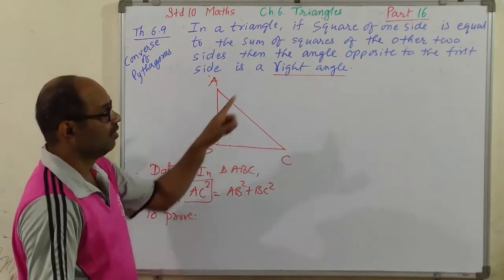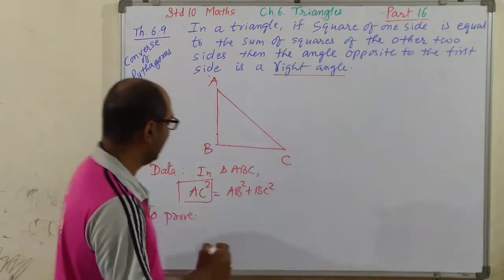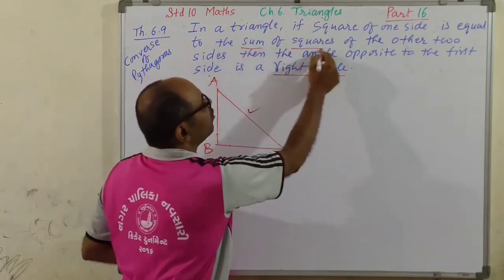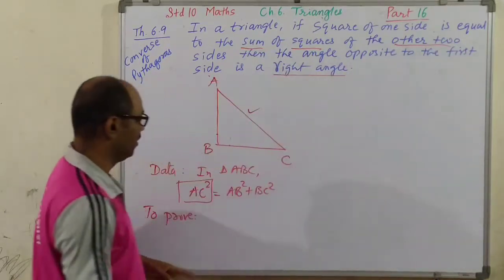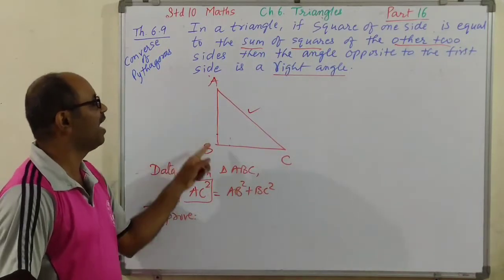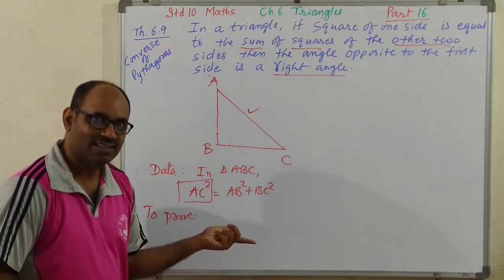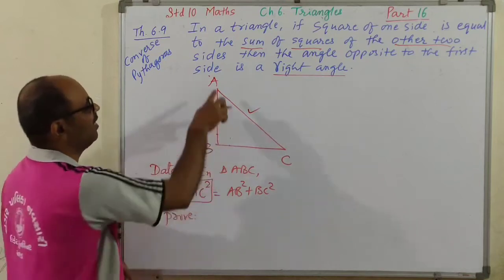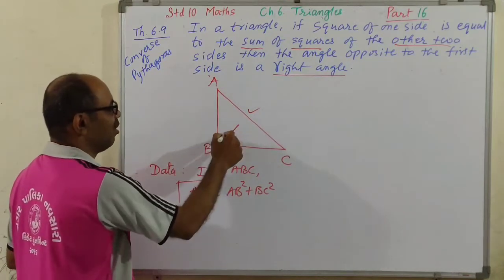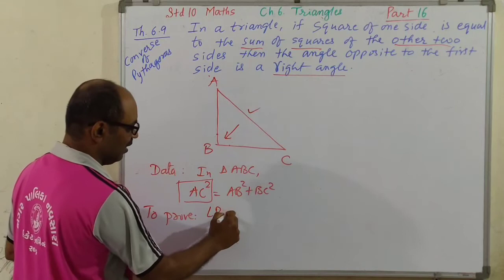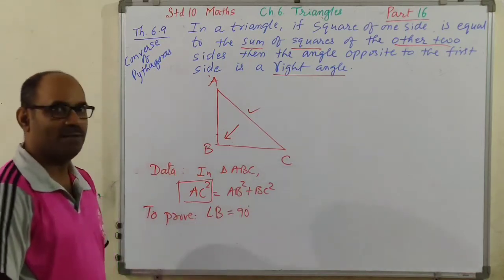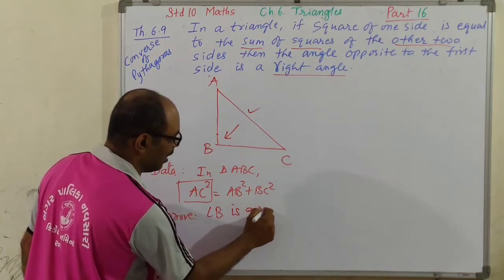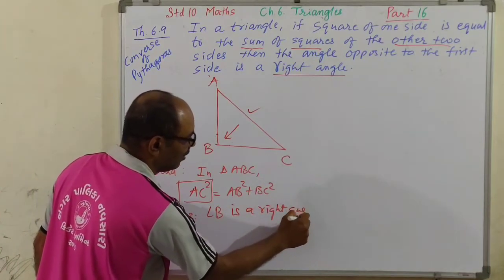Given that the square of one side, that is the square of AC, is equal to the sum of squares of the other two sides, AB and BC, then prove that the angle opposite to the first side, the first side is AC, and the angle opposite to it, angle B, is equal to 90 degrees. Angle B is a right angle. If you want to write like this, you can write.